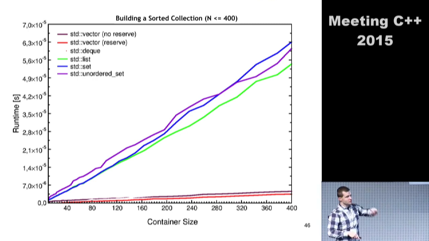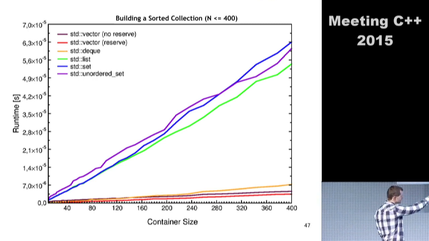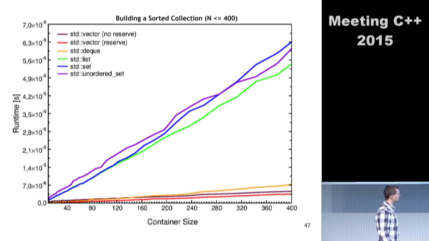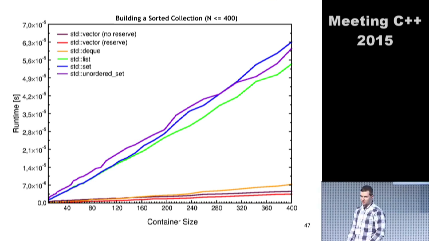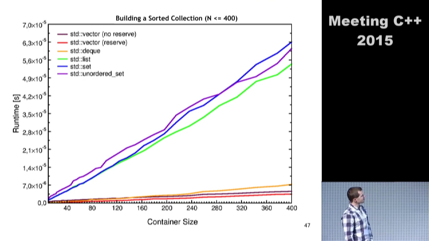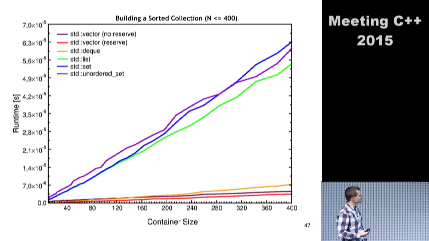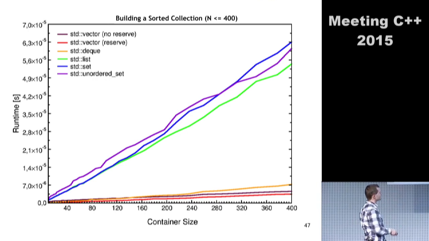Okay, there's one missing, a deque, a double-ended queue. I just show it. It's very close to the vector without a reserve. It just has a couple more memory allocations, but definitely not as many as the other data structures. So remember this: building a sorted vector is definitely way faster than building any other node-based sorted data structure. So the set is particularly expensive. And unordered set isn't better in this regard.